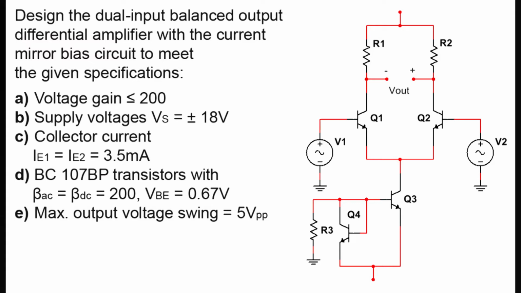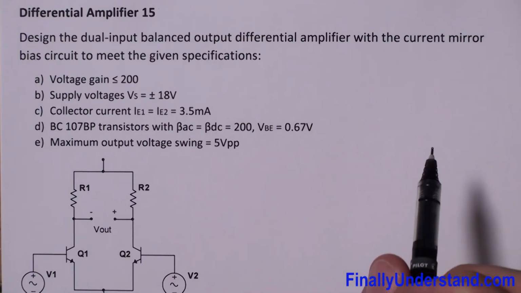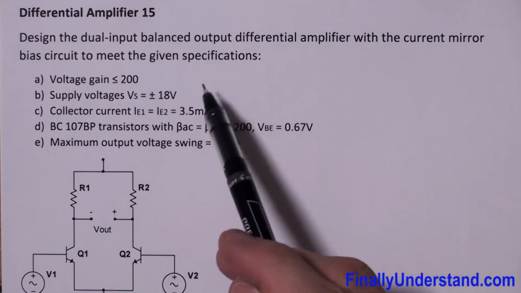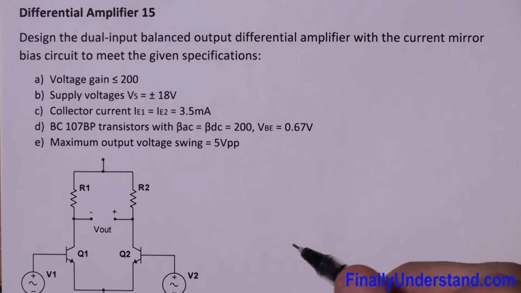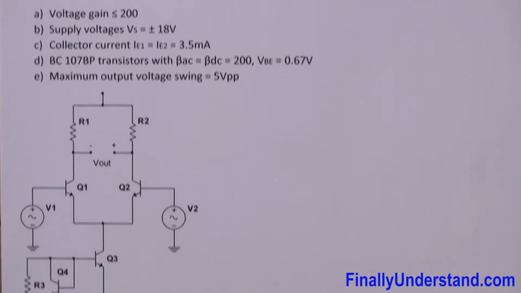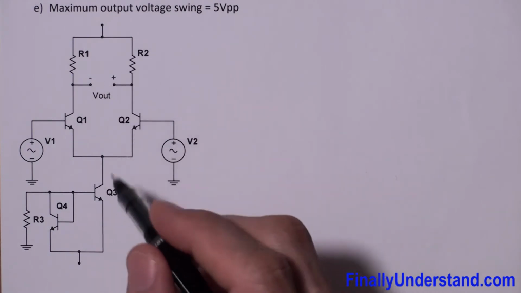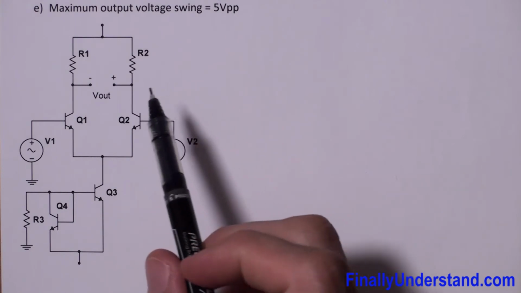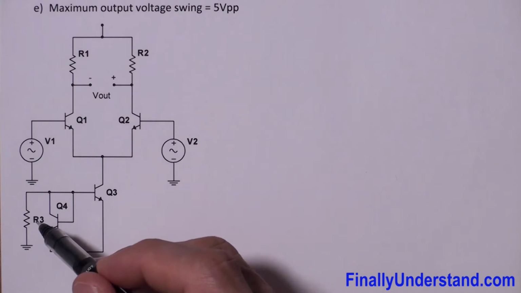Let's take a look at this example. This time we're supposed to design a dual input balanced output amplifier with the current mirror bias circuit, right? And we're supposed to meet the following specifications. So this is my differential amplifier with the current mirror bias circuit. I'm supposed to find the values of resistors R1, R2 and R3.